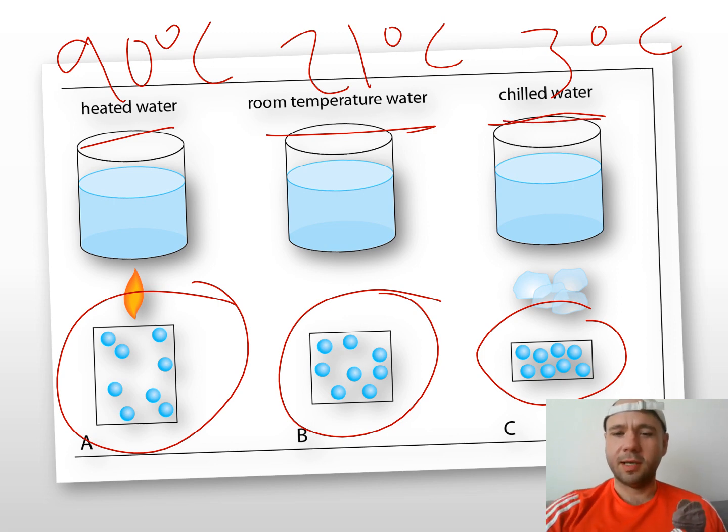Now, with the chilled water at 3 degrees, we can see that the particles in the water are much closer together. And because they're much closer together, there's not as much room for the salt to dissolve in between those water particles. If we move to the room temperature water, we can see that there's more thermal energy within the water, so there's more space for the salt particles to dissolve amongst those water particles. And again, if we move over to the heated water, we can see that there's an awful lot more space in between the water particles, so more salt can dissolve.